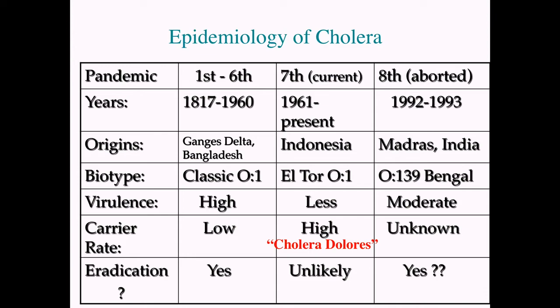It's still lethal in some people. And it actually has a much higher carrier rate. The first person who was known to be a carrier, to have a chronic infection that didn't clear, got the unfortunate name of cholera dolorosa. This is a woman from the Philippines who had a chronic infection, and so she was continually infecting people. So it's very unlikely that we're ever going to get rid of this microbe because it's evolved to be much less virulent.